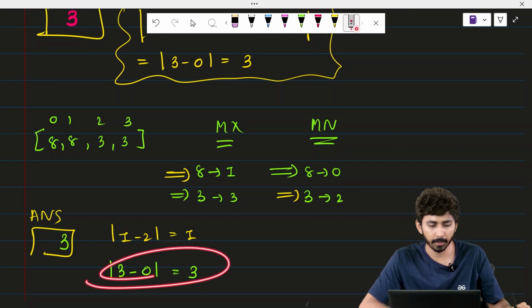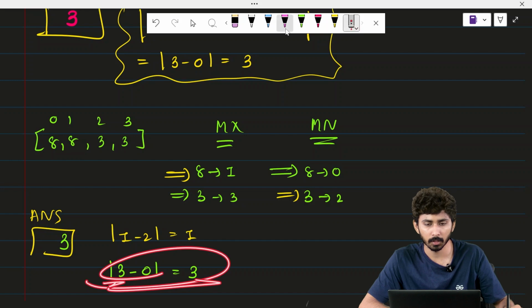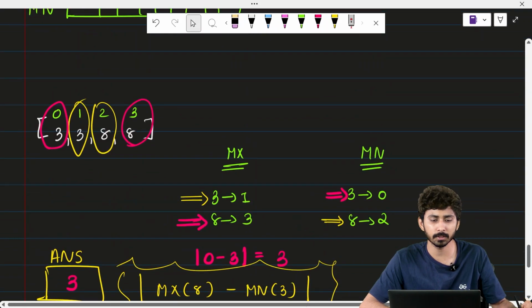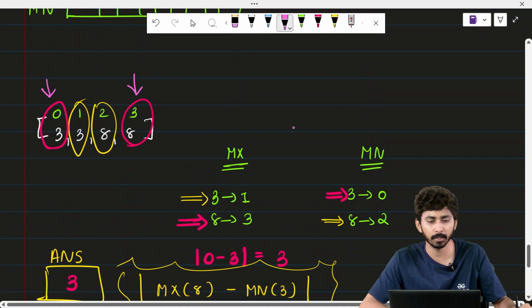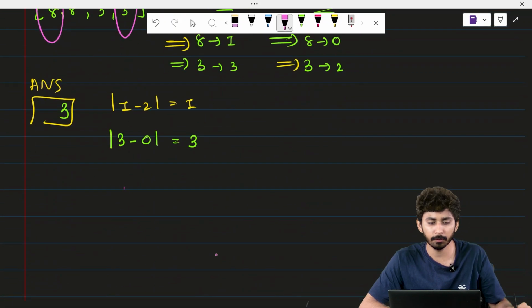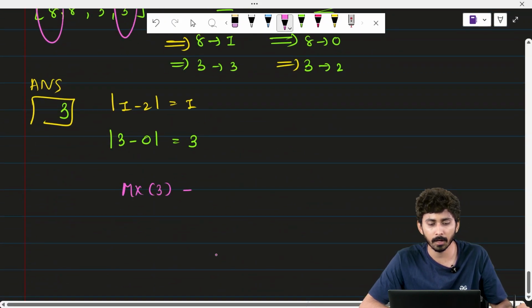So we are talking about this pair, this is 3 and 0. I'm talking about this thing, 3 and 0. And earlier also, which answer did we get? We got this as an answer, right? Maximum of 8 and minimum of 3. You can observe maximum of 8 and minimum of 3. So here also you got basically maximum of 3 and minimum of 8 as the answer.